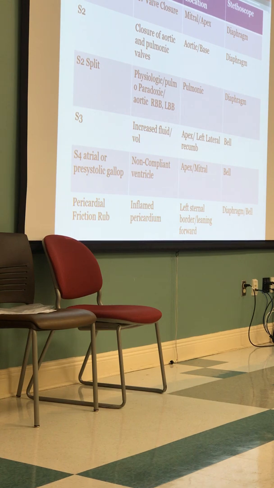S2. You're going to hear it more at the area of the aortic valve. So not the apex, but the base. You're going to go at the top to hear S2, over the aortic valve, and you're going to use the diaphragm. So S1, apex, S2, base. S1 by mitral, S2, aortic.